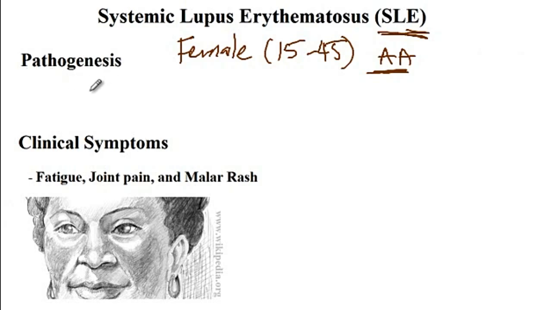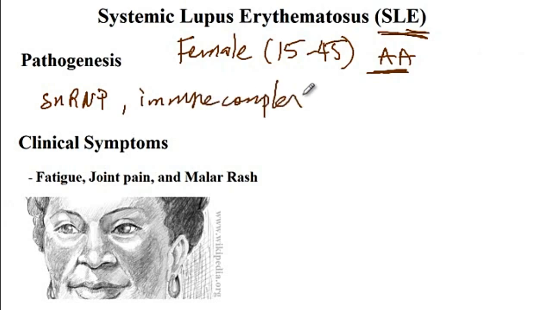Now, the exact pathogenesis of SLE is not known, but it's thought to be due to a combination of environmental, genetic, and hormonal factors. And then studies show that there are autoantibodies directed against spliceosomal small nuclear ribonucleoprotein, antibodies directed against the coagulation factor, antiphospholipid antibodies, formation of immune complexes, as well as complement activation, all of which cause destruction to the tissues as well as vasculitis.